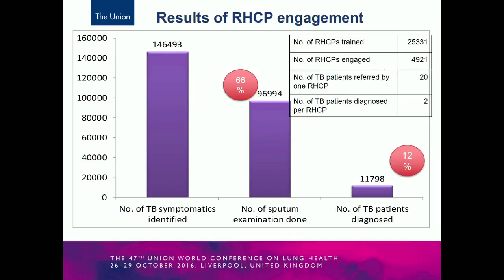The results of RHCP engagement, if you see, 146,000 TB symptomatics were identified by these 25,000 RHCPs. Out of them, for 66% of these symptomatics, sputum collection and sputum examination were done, and 12% were found to be TB positive. So it means 20 TB patients are referred by one RHCP, and 2 of them are found to be positive.